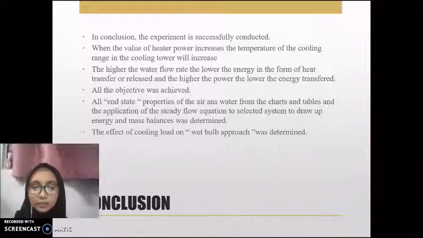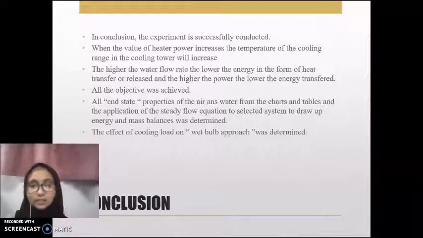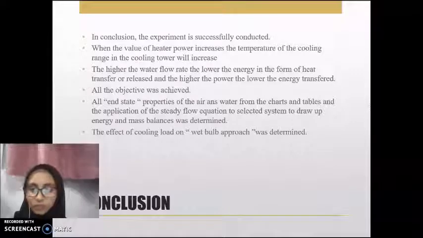All the end-state properties of the air and water from the charts and tables, and the application of the steady flow equation to select the system to draw up energy and mass balance, were determined. The effect of cooling load on the wet bulb was determined.